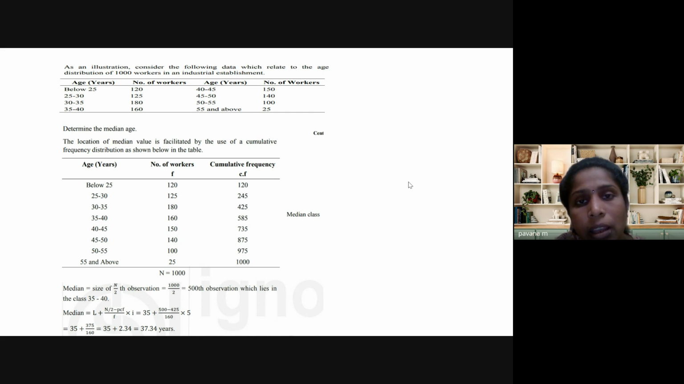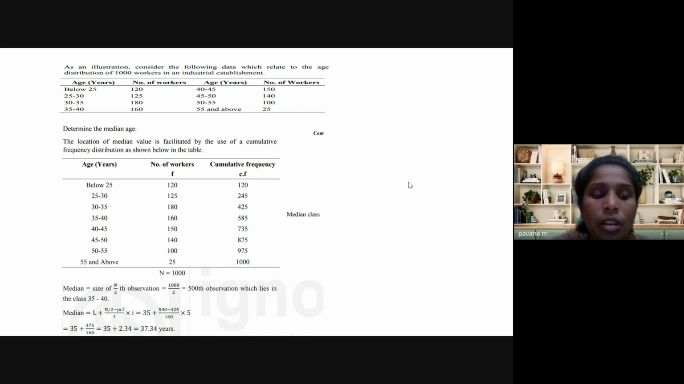Now, for the third value of cumulative frequency, you have to sum up the first three values in the frequency table, that means 120 plus 125 plus 180. So the cumulative frequency in the third position is 425. Again, for the fourth value, you sum up the four values, 120 plus 125 plus 180 plus 160, which is 585, right? Like that till the last column, you will calculate all the values. Now you have frequency and cumulative frequency.